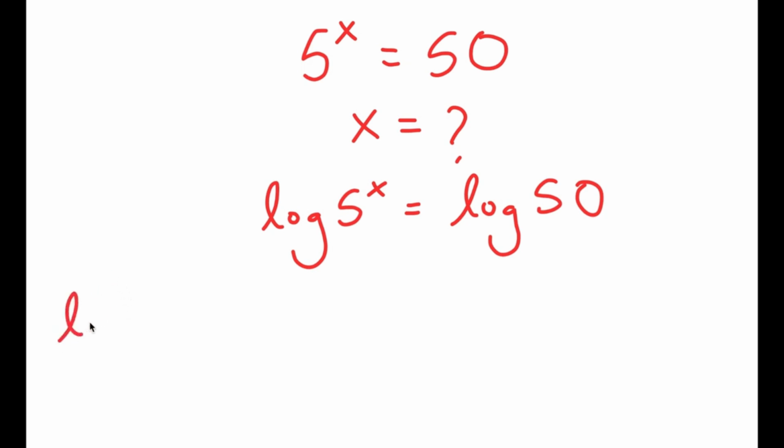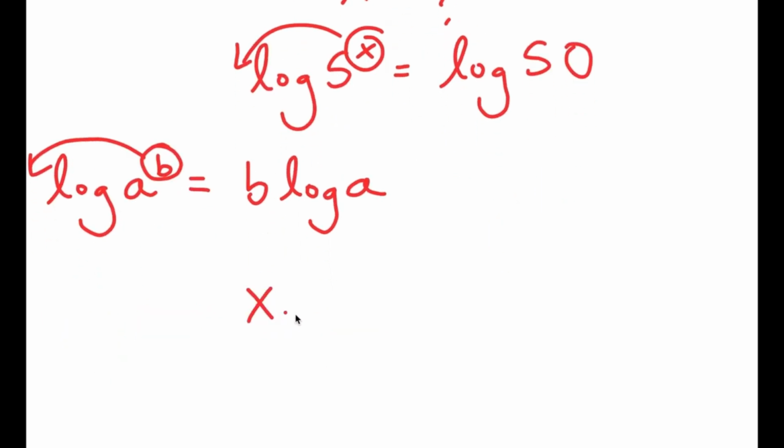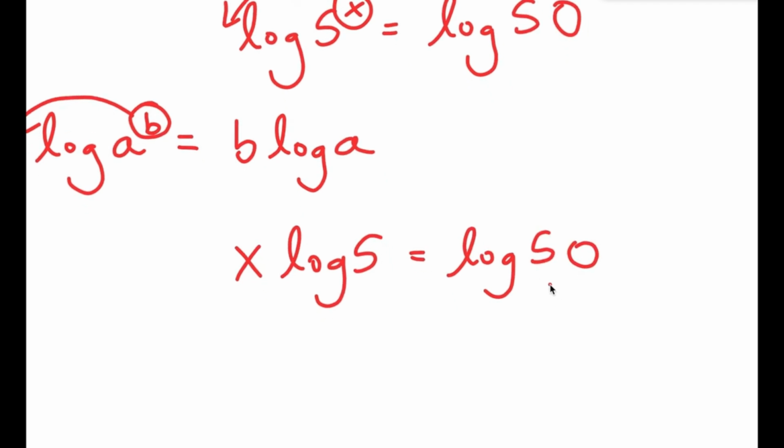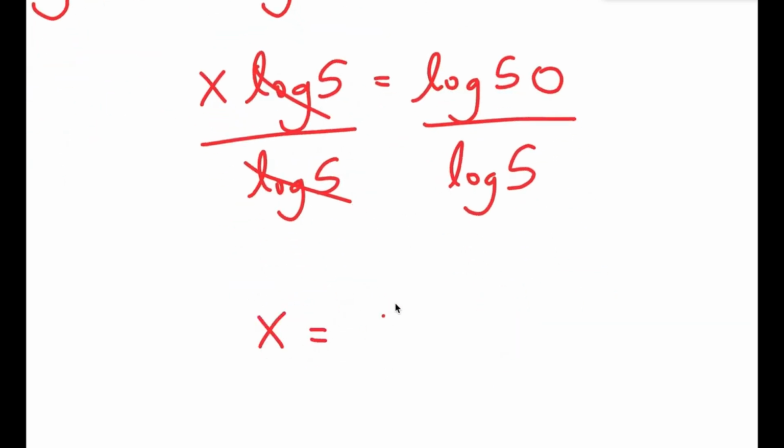Now, if I have something in the form log of a to the power of b, I can move this exponent b to the front, so this turns into b times log a. In this case, I have log 5 to the power of x, so I can move x to the front, so I get x times log 5 is equal to log 50. Now from here, I'm going to divide both sides by log 5. So then these two cancel out, and I get x is equal to log 50 over log 5.